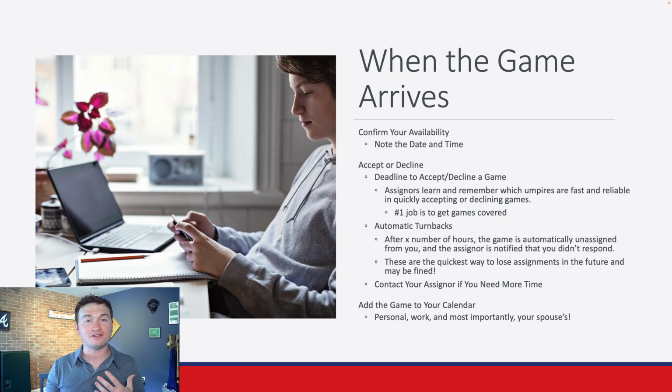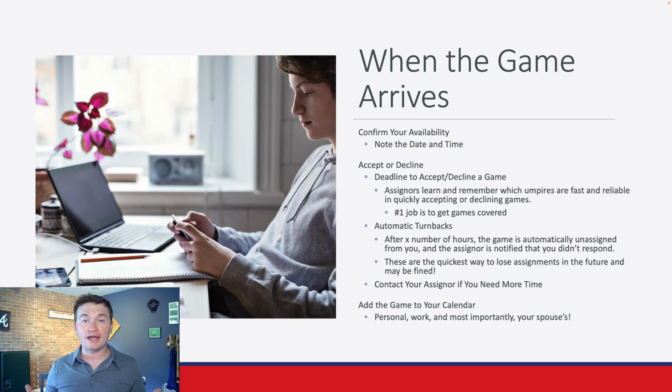Again, we never know when something might come up and interfere, so make sure that you're available. Second, after going through and confirming your availability, we then need to accept or decline the game. Now, the assigning software is most likely going to give you a deadline to accept or decline, and usually that's something like 24, 48, or 72 hours. But remember, the faster you accept or decline, the easier you make the life of your assigner.